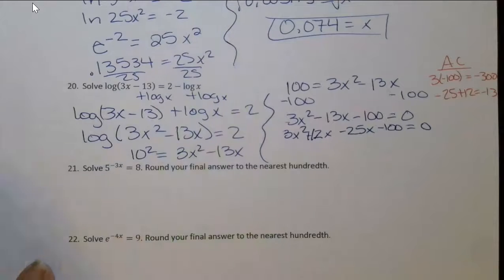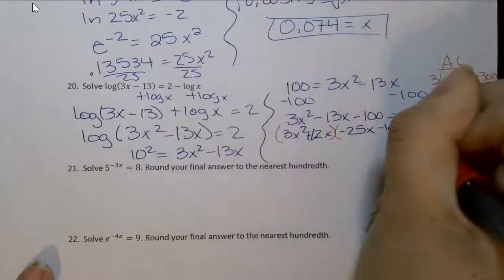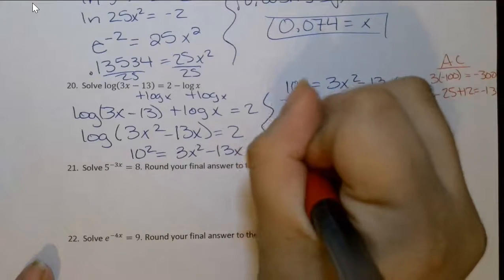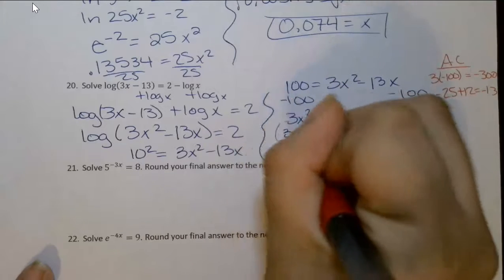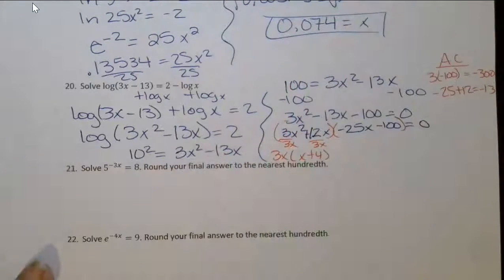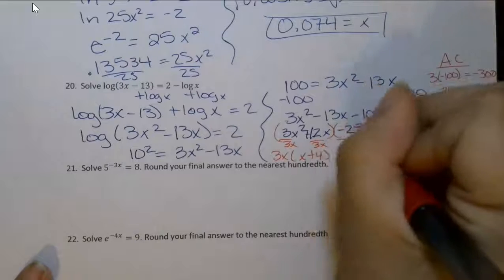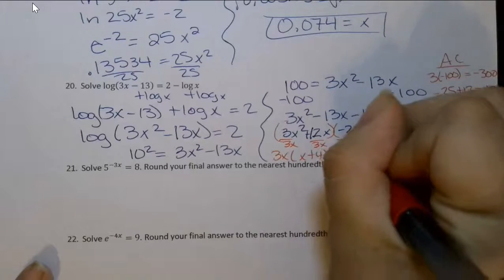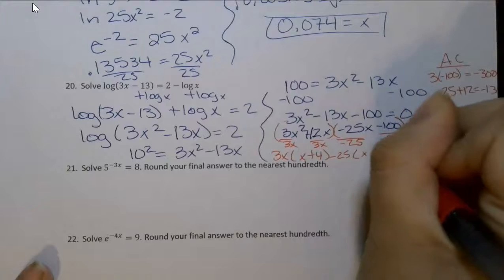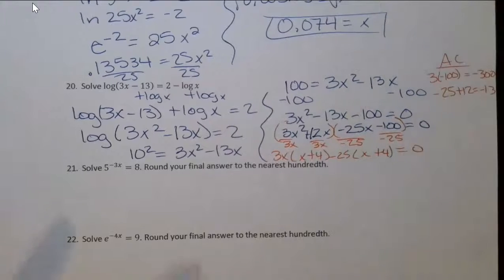Then I want to split it up by grouping. In my first group, I can take out 3x, and I'm left with x plus 4. In my second group, I can take out negative 25, and I'm left with x plus 4. I apologize, on mine I do not have enough room. I will give you more room on yours.